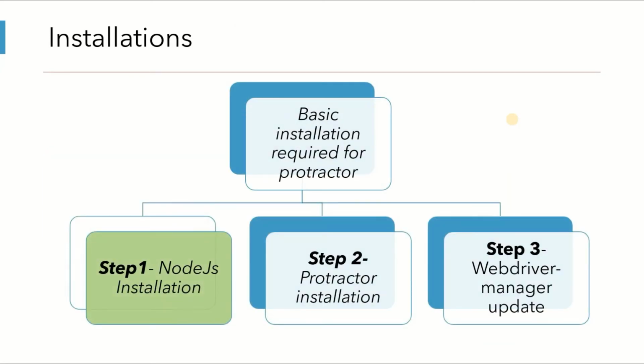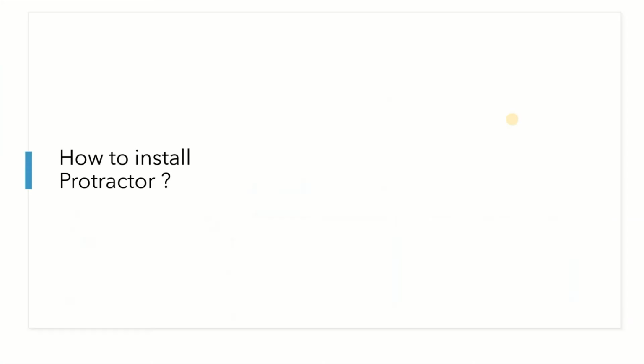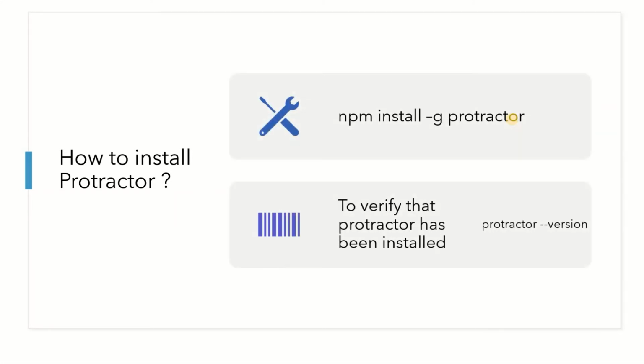Right. So guys, we are done with first step, which is the installation of Node. Let's move on and see the next step. The next step is installation of Protractor and how to install Protractor. For us to install Protractor, there are two commands, which is npm install -g protractor, which is used to install or download Protractor. The other one is protractor --version to verify if it has successfully installed or not.